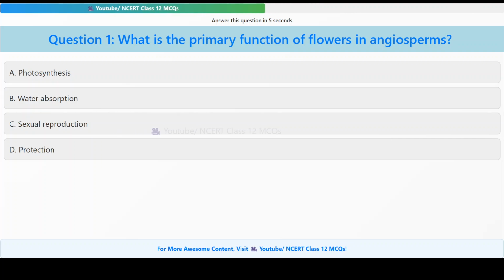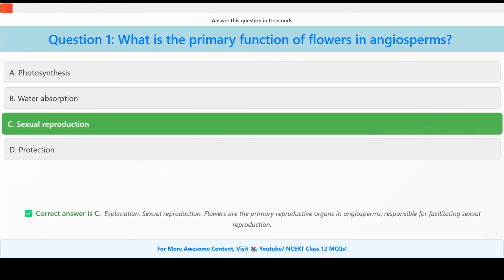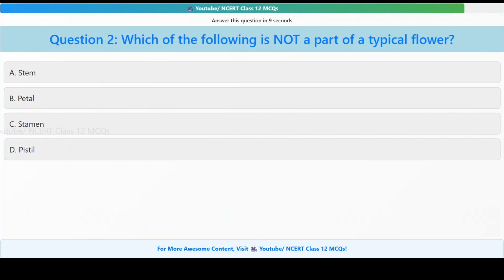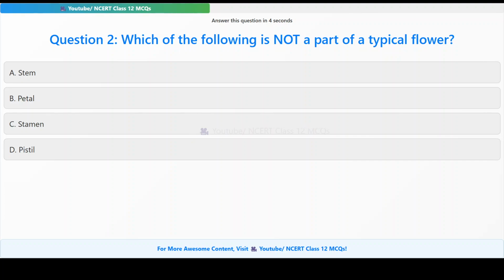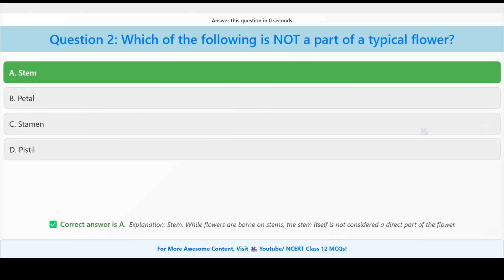Question 1. What is the primary function of flowers in angiosperms? Sexual reproduction. Flowers are the primary reproductive organs in angiosperms, responsible for facilitating sexual reproduction. Question 2. Which of the following is not a part of a typical flower? Stem. While flowers are borne on stems, the stem itself is not considered a direct part of the flower.